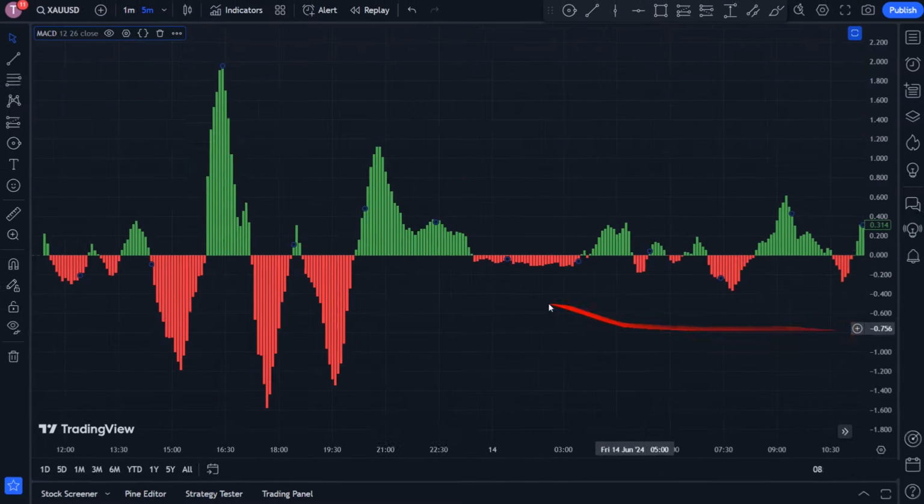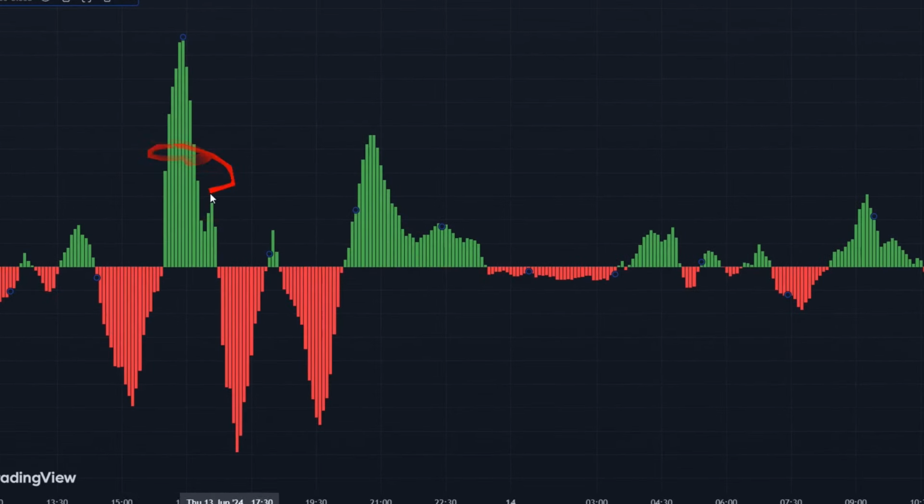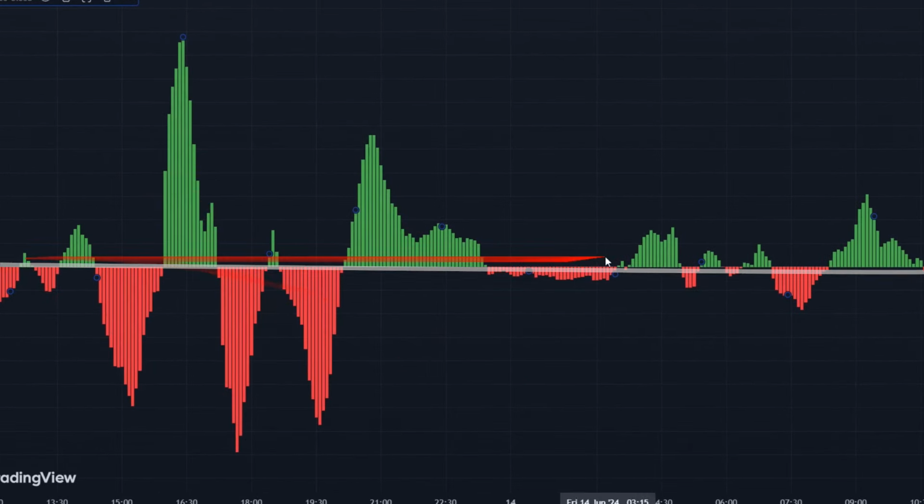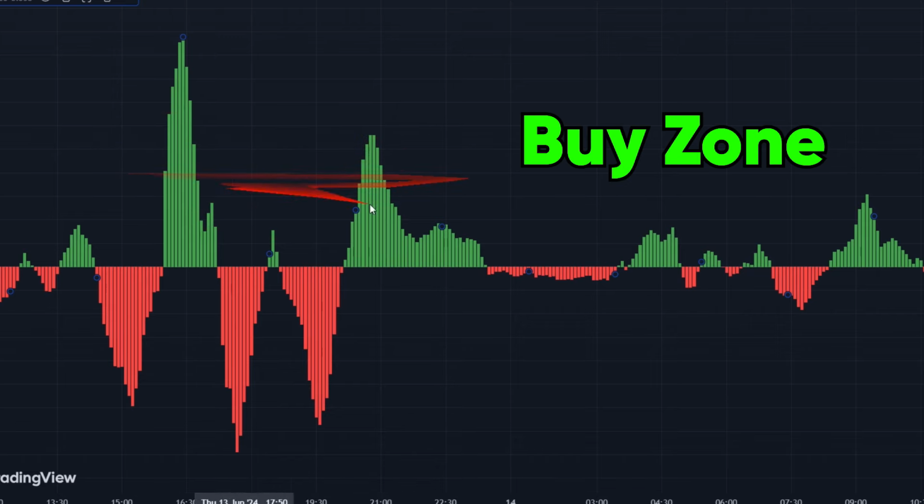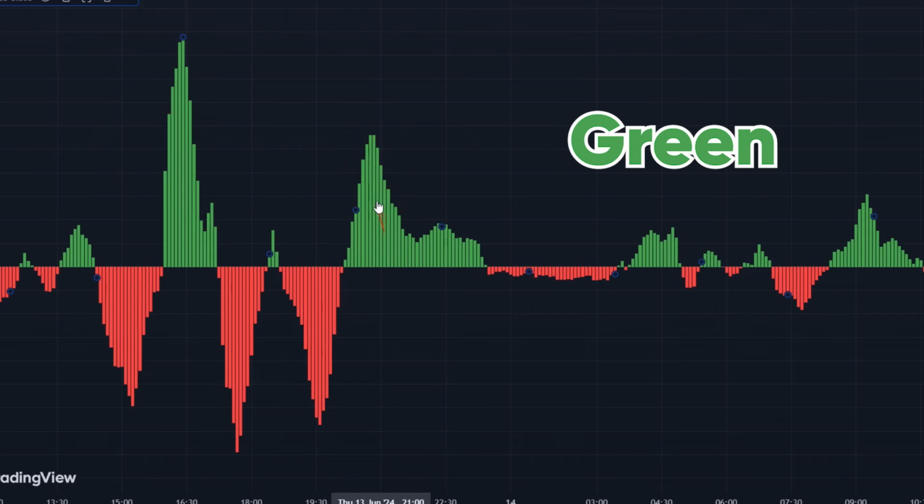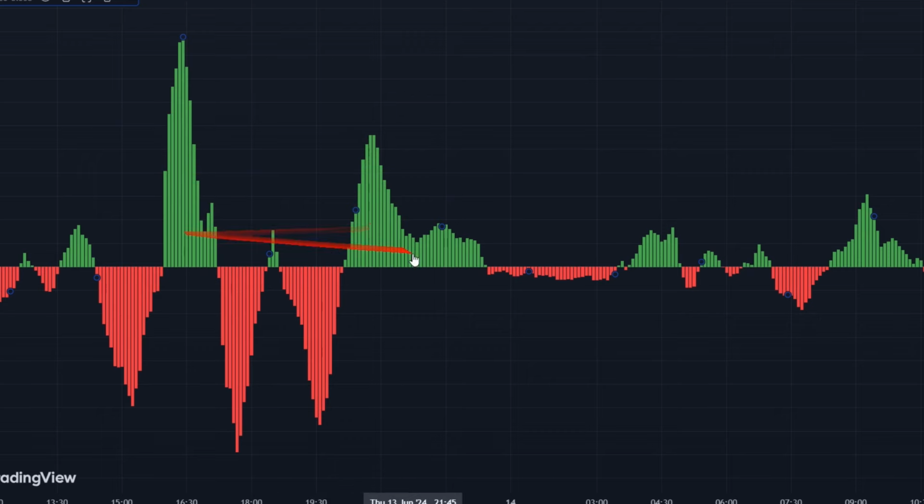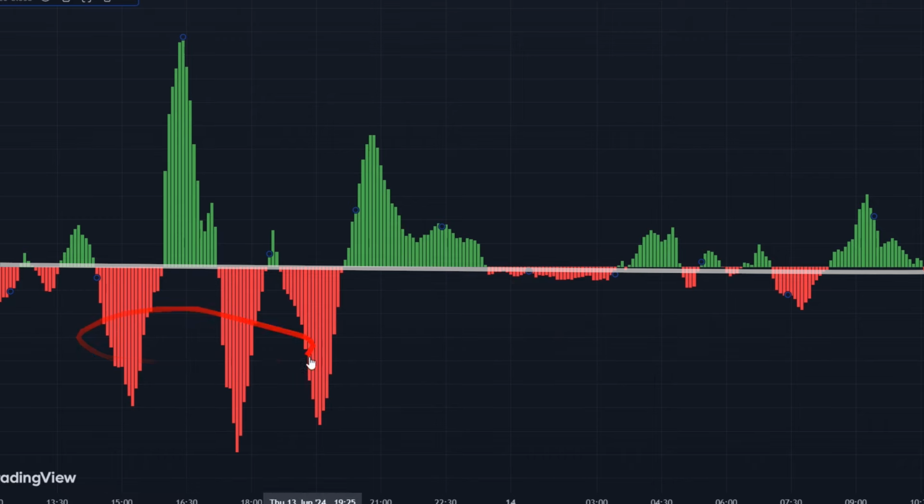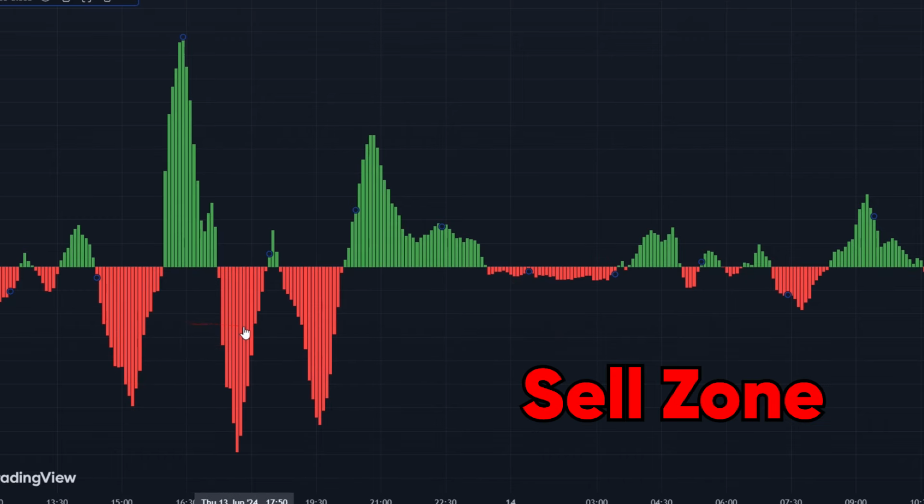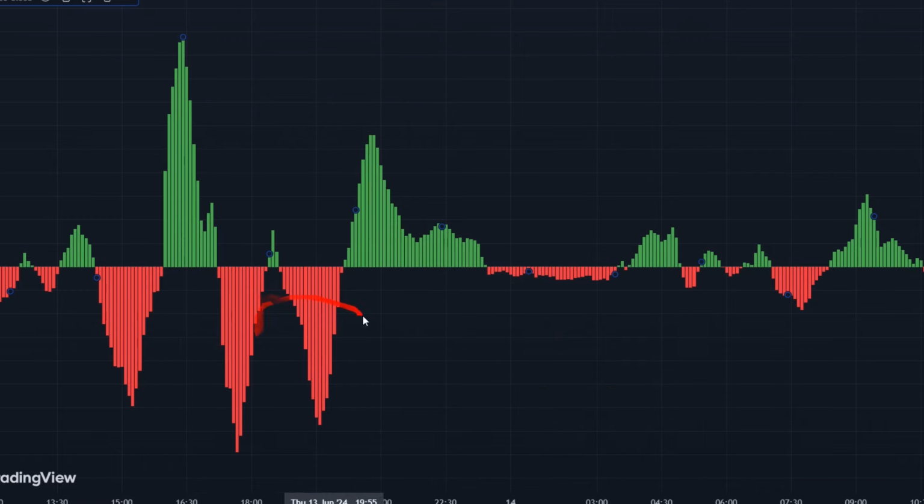After making these changes, we see the histogram divided into two halves by a line. One area above this line is called the buy zone and the histogram color is green. The market trend in these areas is upward and prices are increasing. The other area below this line is called the sell zone, where the market trend is downward and the histogram color has changed to red.